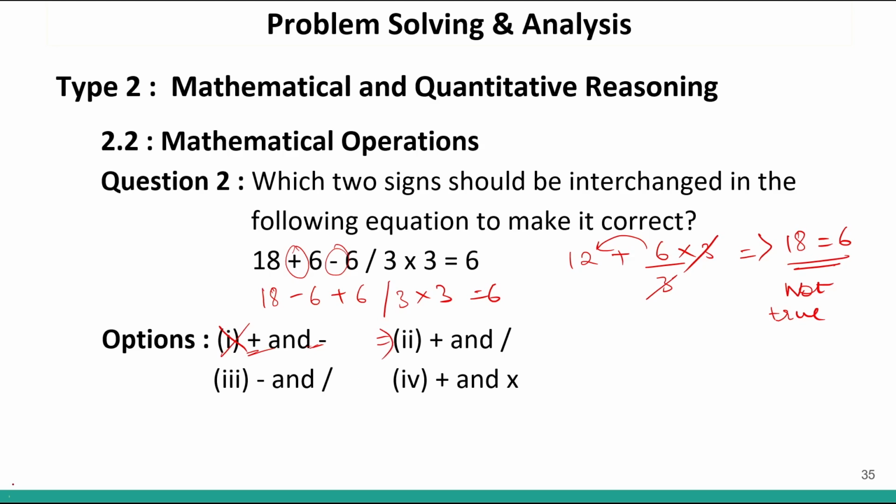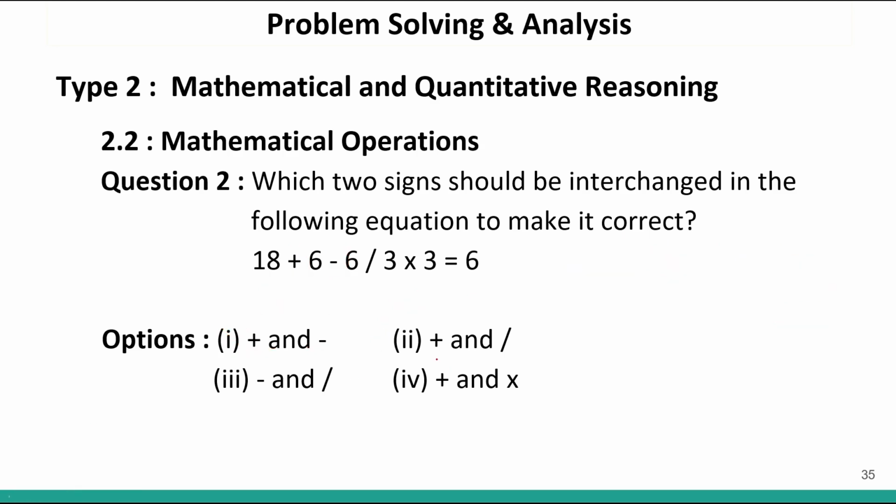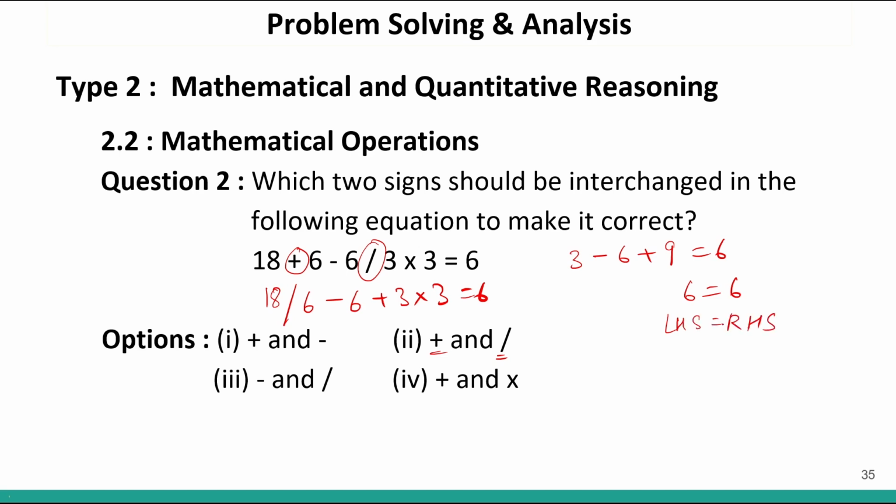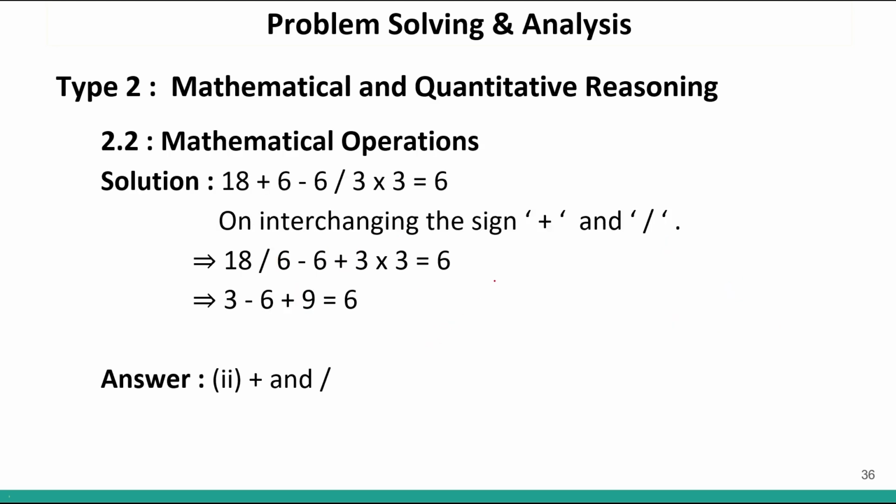Now let us check with the second one. So with the second one I have to change plus and divide. So 18 divided by 6 minus 6 plus 3 into 3 equals to 6. Now I'll check. 18 by 6 will be 3 minus 6 plus 9 equals to 6. So 9 plus 3 will be 12. 12 minus 6 will be 6. So 6 equals 6. LHS equals to RHS. Therefore, option number 2 will be the correct answer. Okay. So here you can see the solution. Option number 2 is correct.